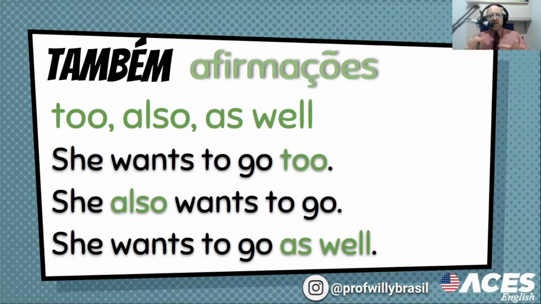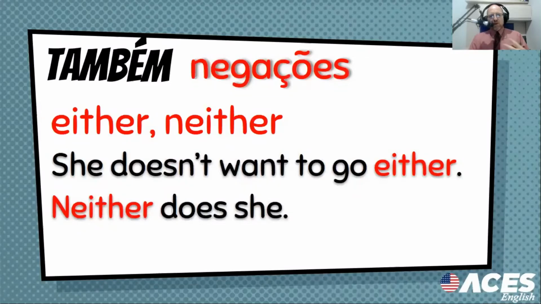But when we have negative sentences, we do not use too, also, and as well. That's what the rule says. The rule says we don't use too, also, and as well when we have negative sentences. Okay, although some native speakers do, we're supposed to use either or neither. When we have negative sentences, we should use either or neither. When do we use either? She doesn't want to go either. So we can see here we have a negative.